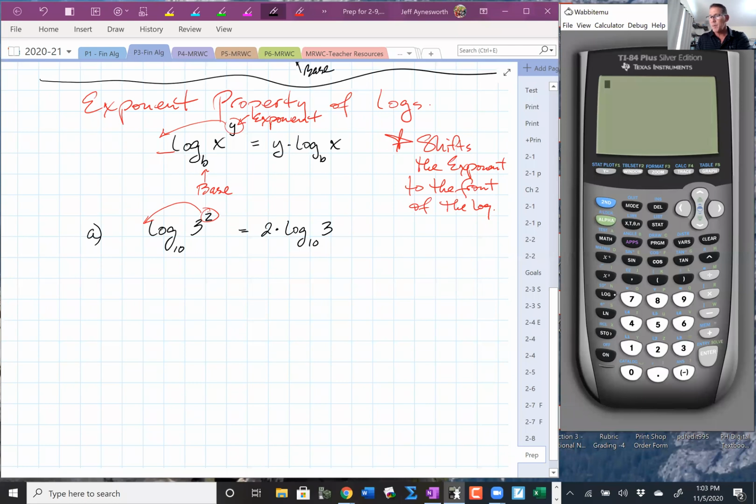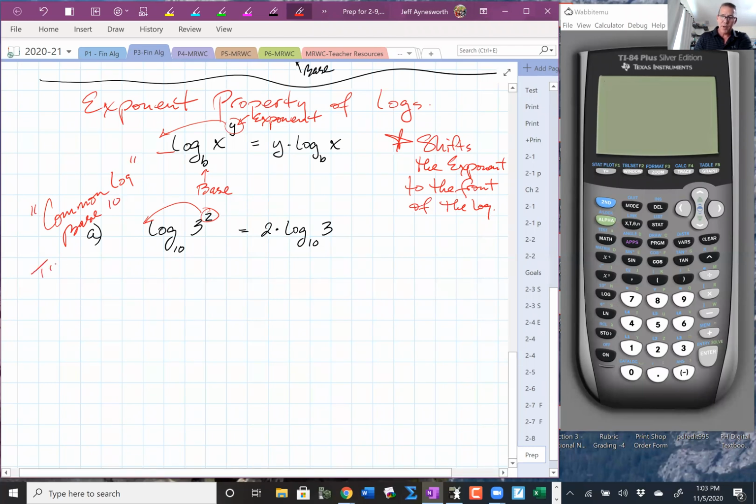So the common log, which is base 10, is called the common log base 10. It's the one you see on your TI-84, the button that says LOG, that's base 10. That's your common log. So I'm going to illustrate on the TI-84 first. So everybody hit the log button, work with me if you have the TI-84, and then I'll switch to Desmos in a minute.